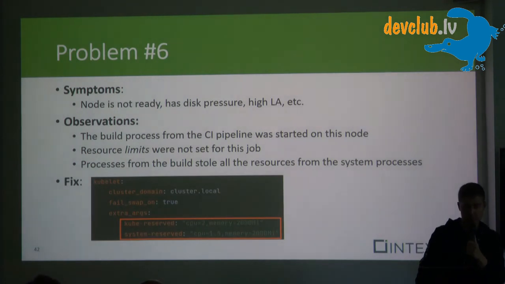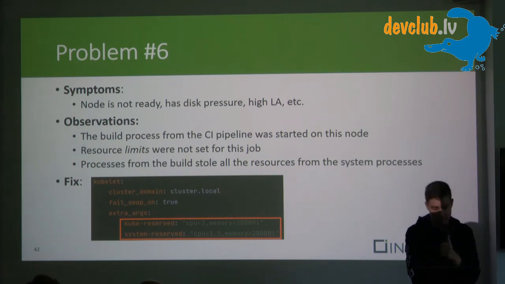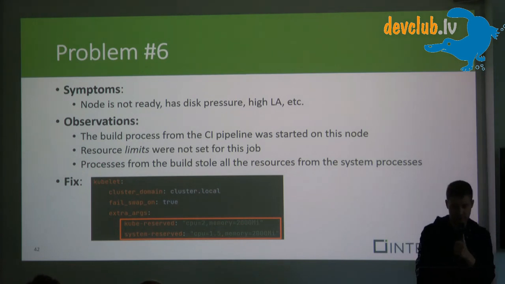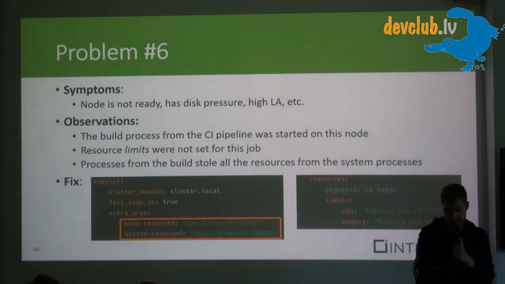Kubernetes provides a way to configure reservations for system components more granularly, and we used it. We configured the reservations for the system-related processes and separately for the Kubernetes-related processes, thus making the amount of allocatable resources for the clients less. We also saw that after doing this, our cluster became more stable. And so we added the missing limits for our jobs.